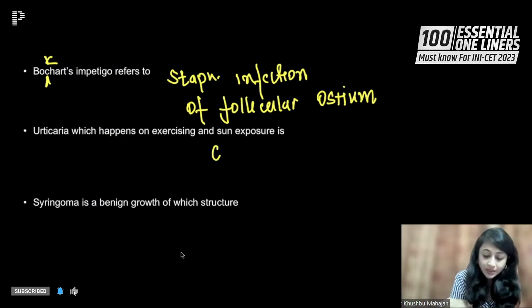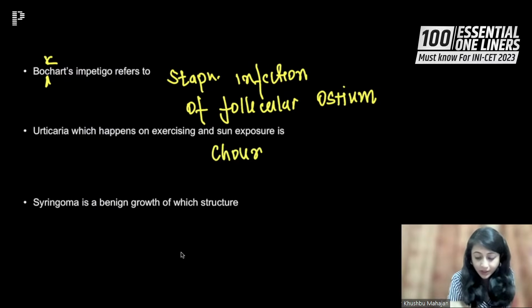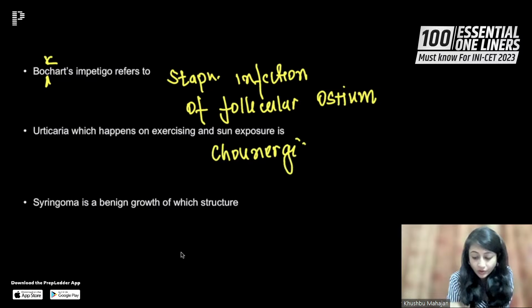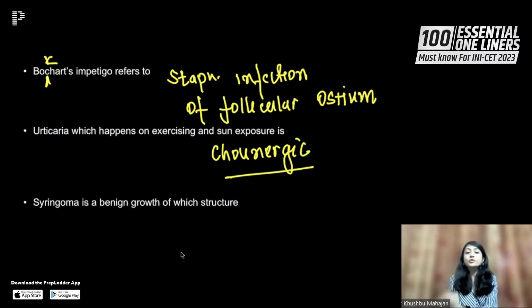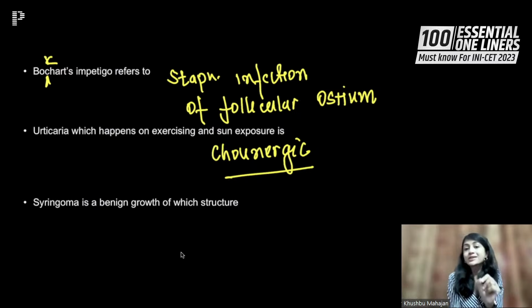Absolutely right. It is cholinergic urticaria. So remember, you might get confused here with sun exposure. If the question was just urticaria on sun exposure, then you will mark solar urticaria. But when the question says exercising also, that means I'm telling you about different situations where the core body temperature is rising. So here the answer would be cholinergic urticaria.